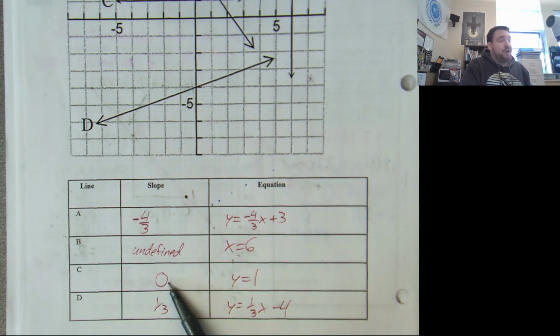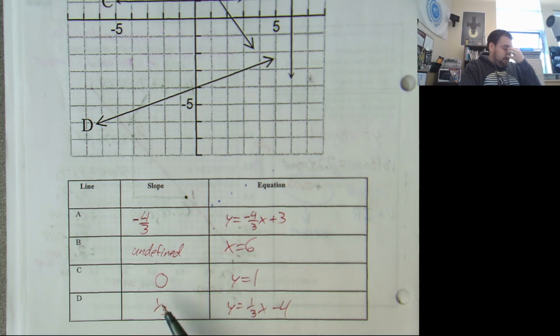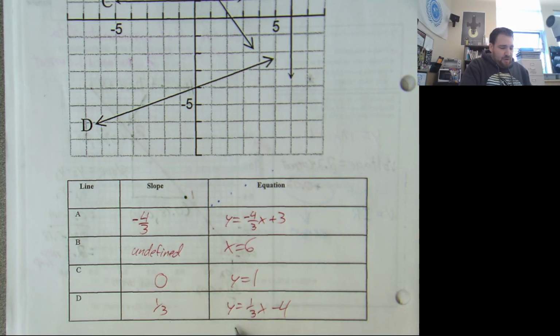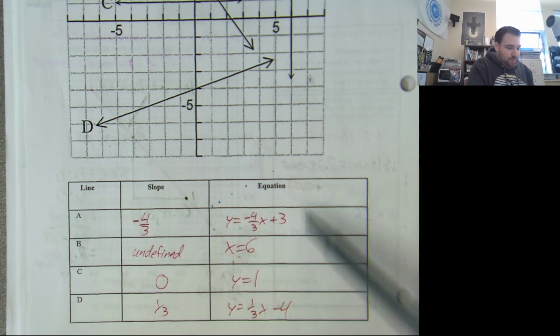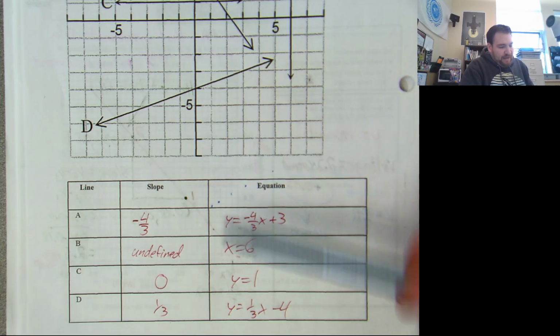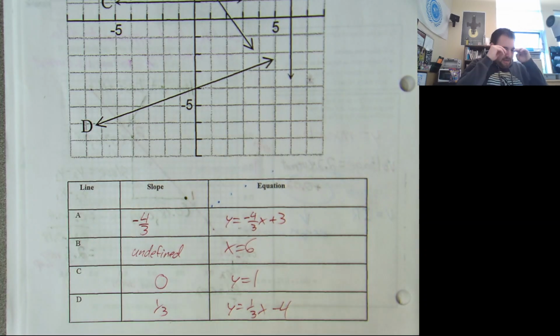Graph C has no slope because it has no rise. It's just a run. Y is equal to 1 because that's the y-intercept. And then D, the slope is 1/3, and it's y equals mx plus b. The y-intercept was negative 4, so it's going to be y equals 1/3 x minus 4. Is there anything there anyone would like me to explain in more detail?